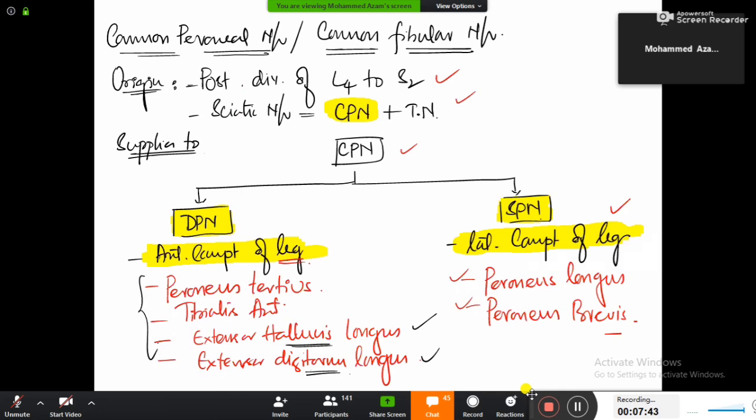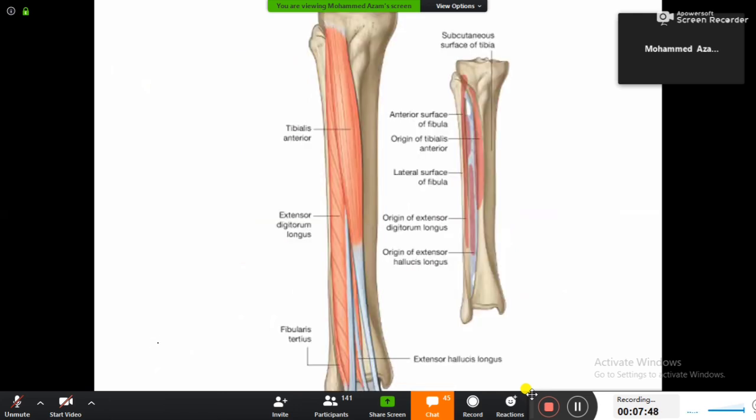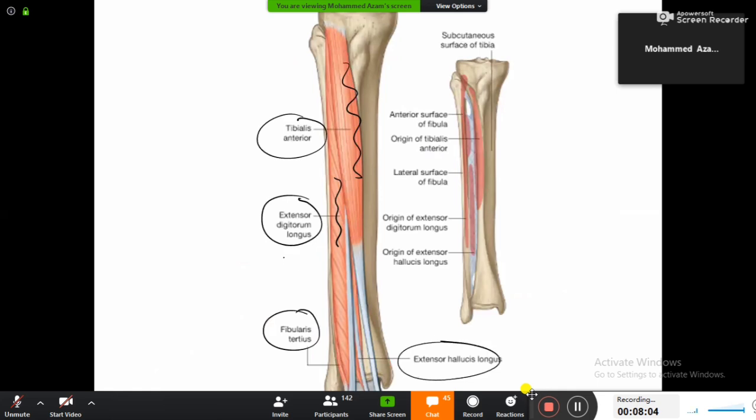That is all about the deep peroneal nerve. And if you want to see this one, just observe this diagram here. In this diagram, you are able to see one is peroneus tertius. There is a small muscle, peroneus tertius. And in front of the tibia, this muscle is tibialis anterior. Then you'll be having one for digitorum, another is for hallucis. So extensor digitorum longus and extensor hallucis longus. So these are all the muscles in the anterior compartment of the leg.